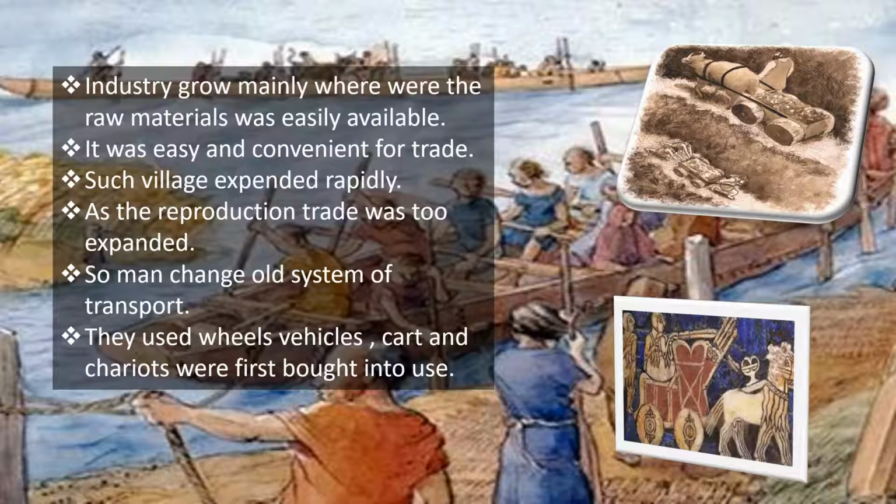So humans made changes in the old system of transport. It was noticed in this period that vehicles like carts and chariots were first brought into use. Wheeled carts and chariots were first used in Mesopotamia. The Harappan civilization was an early civilization that used wheeled toy carts. You can see it in the image.